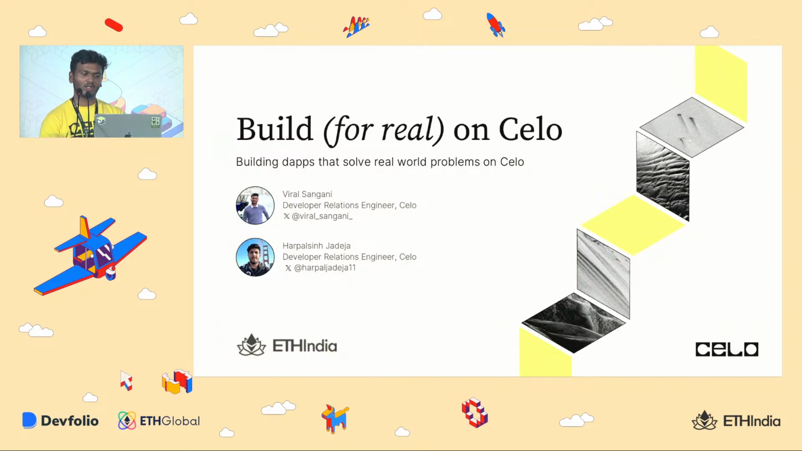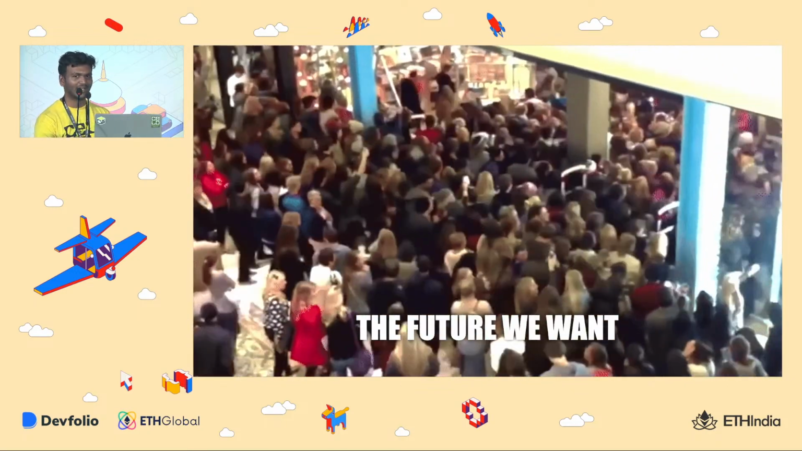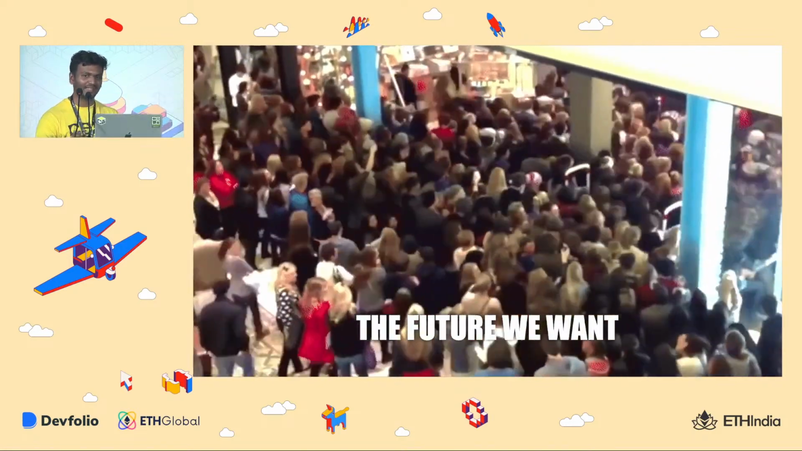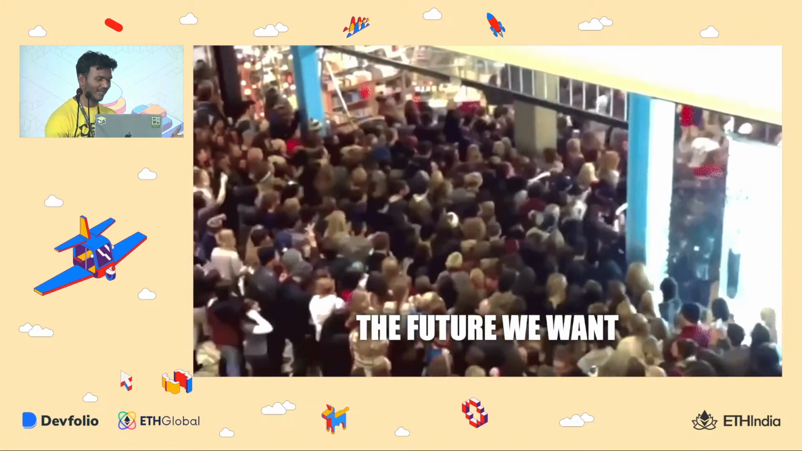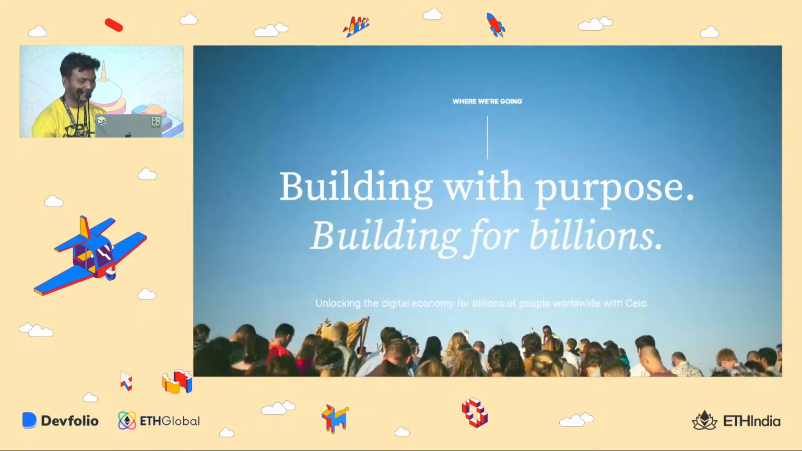And this hackathon is all about building for real on Cello. So yeah, this is the future we want. When we all started working on a hackathon, we all were in a zone that we will create the next big thing. And yeah, we all want a future like this. But currently the reality is this. Yeah, and we know it's a harsh truth, but we'll make it. So let's see what we are doing at this hackathon: building with purpose and building for billions. And yeah, this is our motto right now.